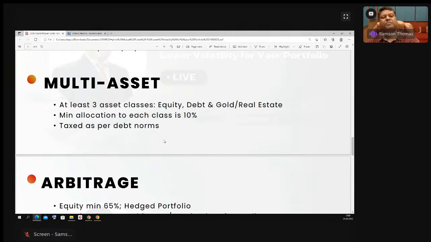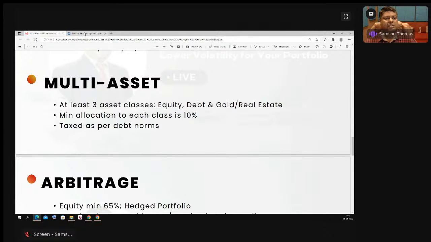So you have minimum 10% gold, 10% debt, 10% equity, but otherwise it can be somewhere between equity and debt, right? And of course, this is taxed as per debt norms, because equity will not be 65%. And so this will be taxed as per the debt norm. So your long-term capital gain will be only after 3 years.